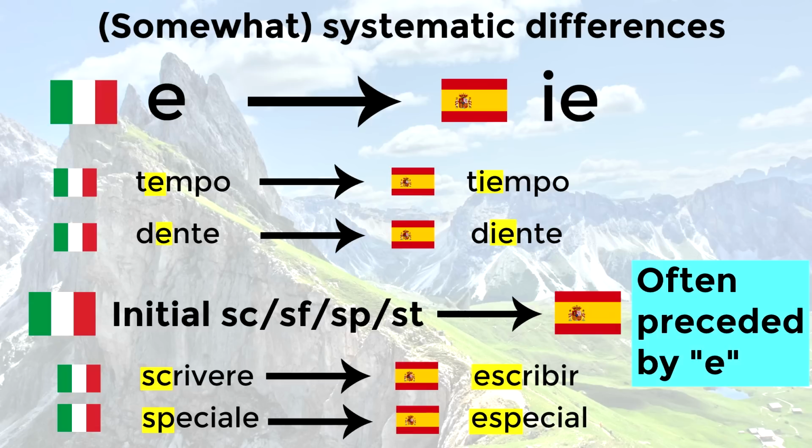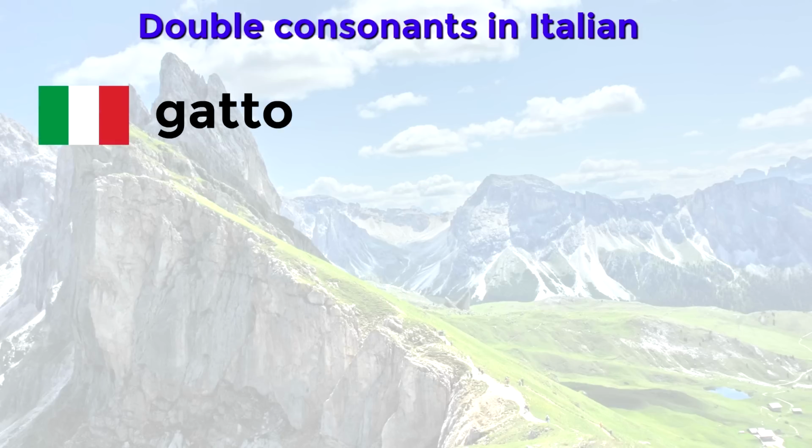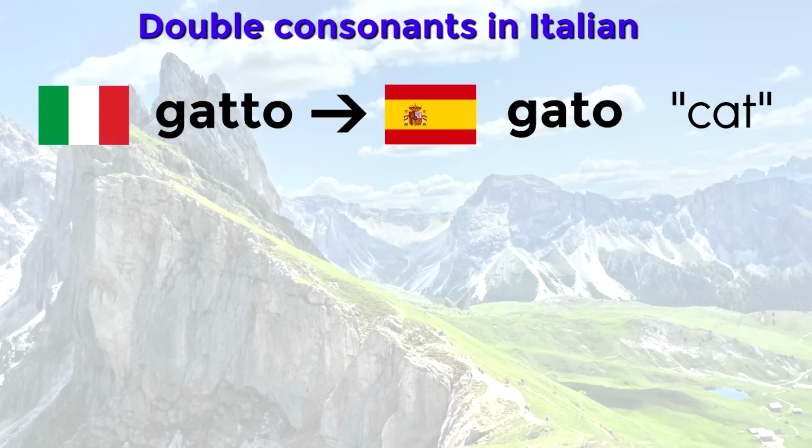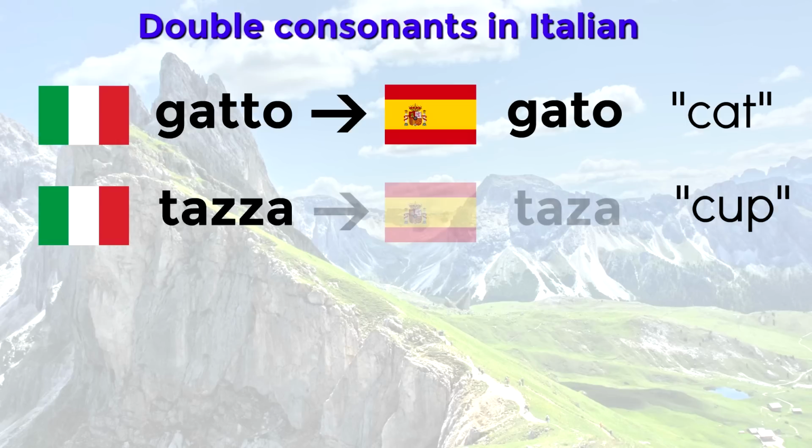One other thing to note is that double consonants are very common in Italian, but in Spanish most consonants can't be doubled. For example, in Italian, gatto means cat, but in Spanish it's gato, and in Italian, tazza means cup, but it's taza in Spanish.